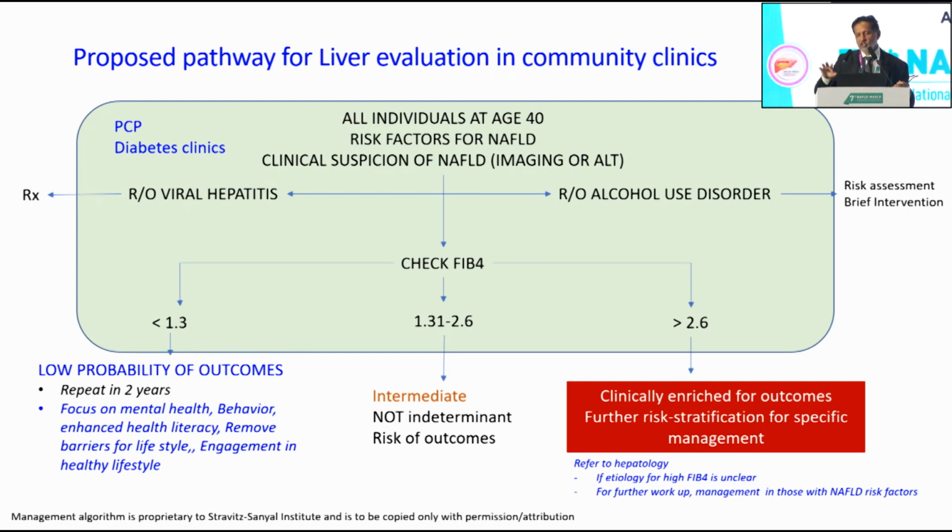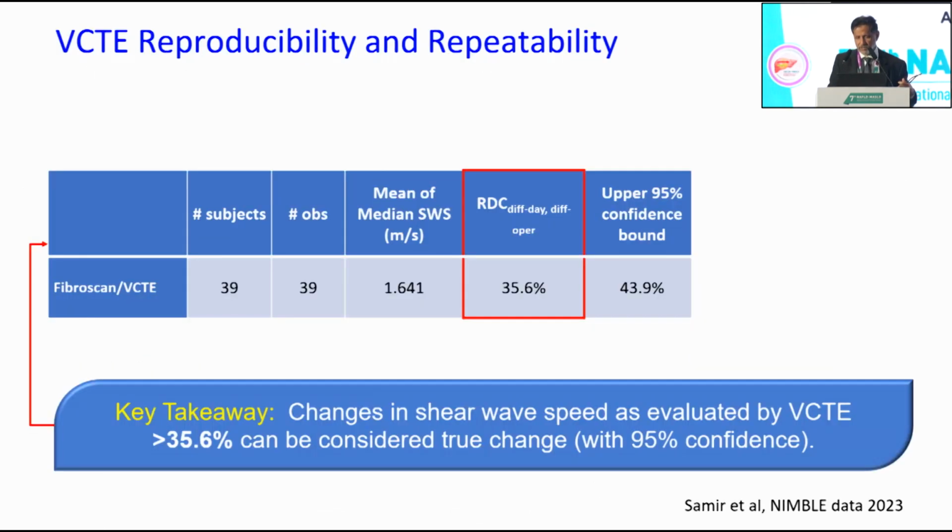So now let's move to the right-hand side, where it's greater than 2.6. It is clinically enriched for outcomes. So remember that positive predictive value thing we showed? Now you've enriched that population. Now we need to do a secondary test to confirm if they have cirrhosis, because if they do, you're going to start doing screening for hepatocellular carcinoma, varices, all kinds of other things.